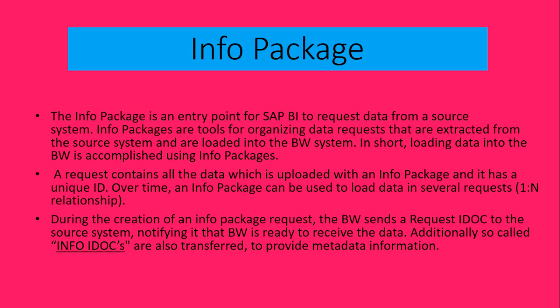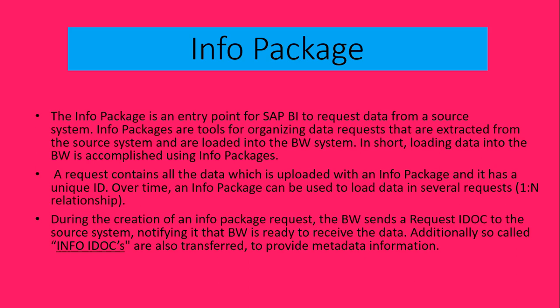So a request contains all the data which is uploaded with an info package, and it has a unique ID. Over time, an info package can be used to load data in several requests, in one to n relationship. So once the data is loaded, a request ID is assigned to that data request, and if we want to load that same data to further data targets, then we can do it in one to n relationship.